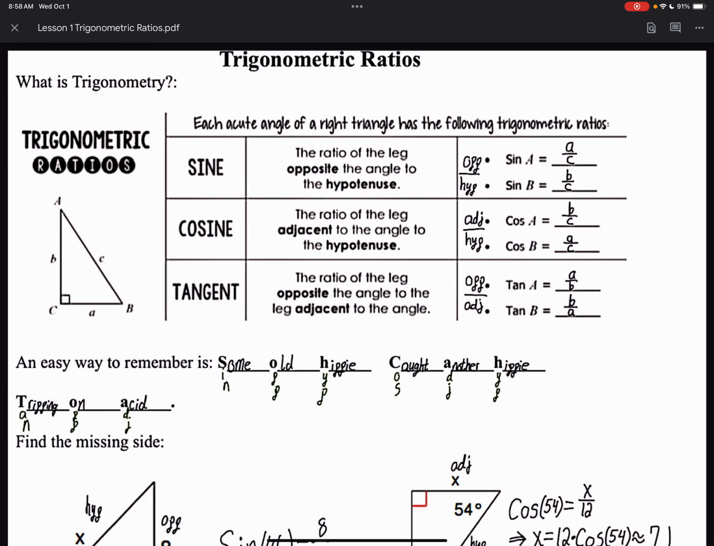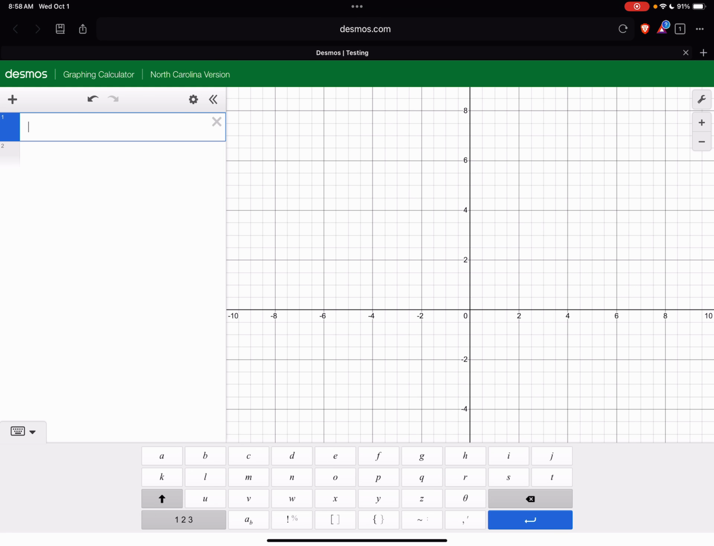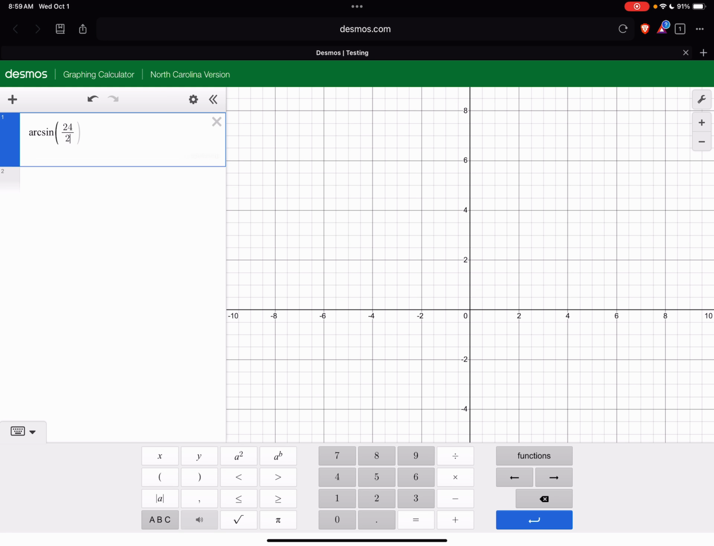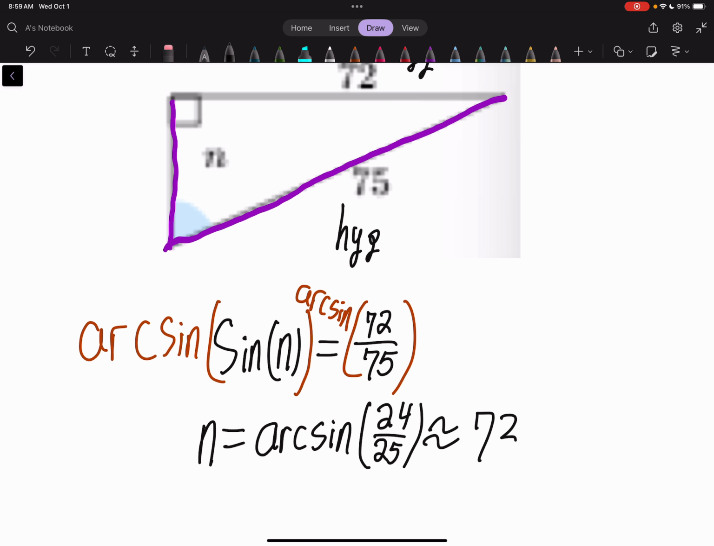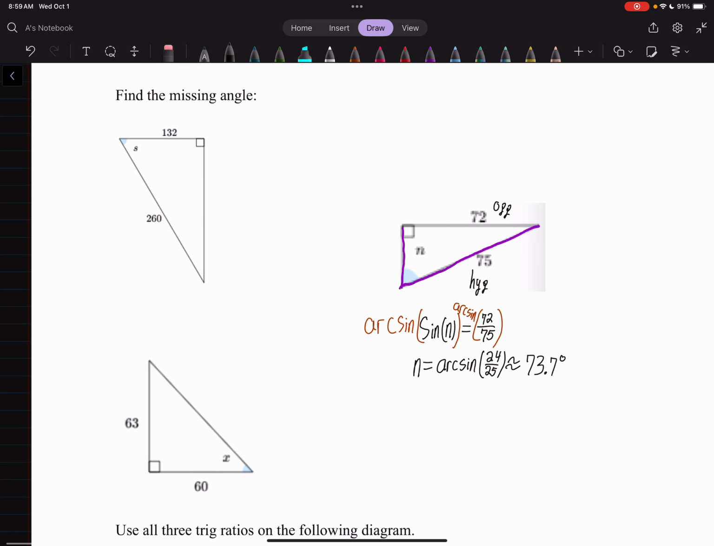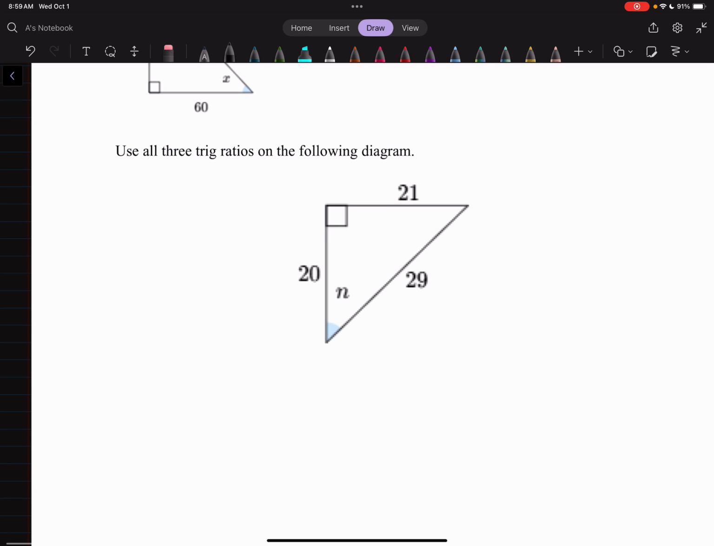Type this in Desmos. Just as before for typing sine, I am literally just typing arc sine. Parentheses, 24 divided by 25. Approximately 73.7 degrees. I'm going to let you try the two on the left here in a second. Let's look at one of these.